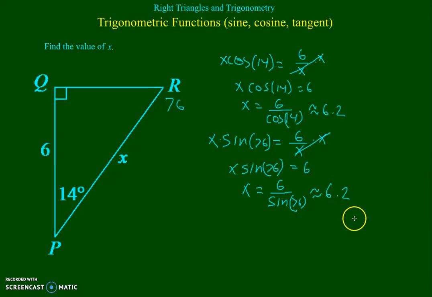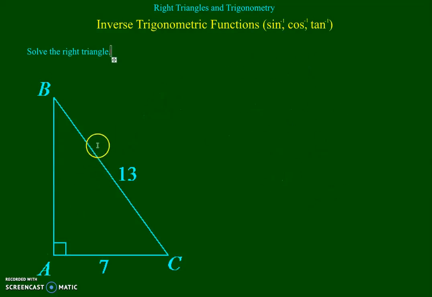Now we're going to look at some examples that aren't quite so straightforward, and we're going to be looking for the angles rather than the sides. So let's look at that version of trigonometric functions. In this problem, we're being asked to solve the right triangle. What that means is that we have to find all the missing angles and all the missing sides. In this case, the only angle we have is the right angle. We're missing angle B and angle C, and we need to find side BA.